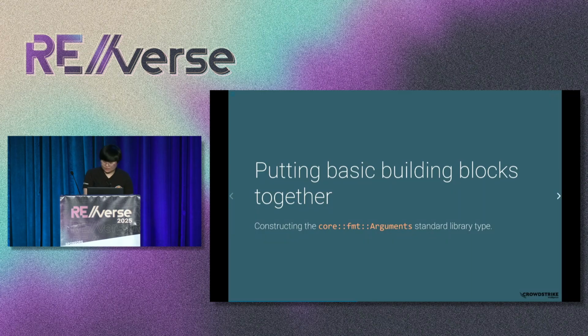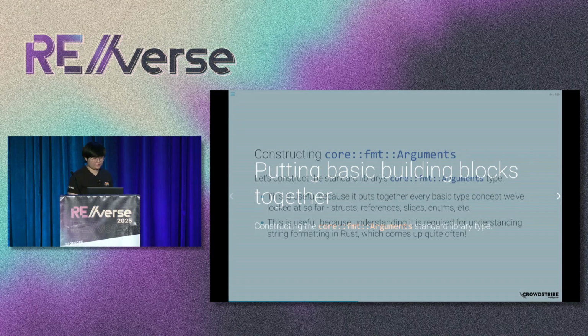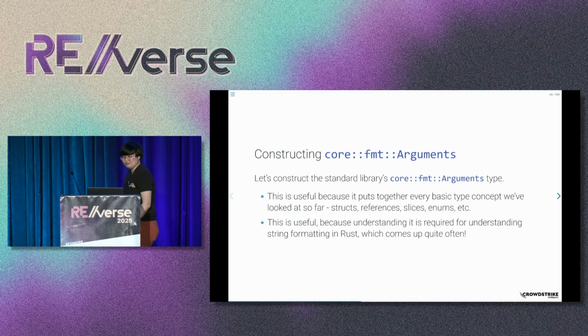Okay, so let's put some of those basic building blocks together now that you know a little bit about the basic types, their layouts, and what's inside them. We're going to construct a very important standard library type that comes up all the time, called core::fmt::Arguments. It puts together a lot of the concepts we've looked at so far, and it's useful because it's used for string formatting in Rust.